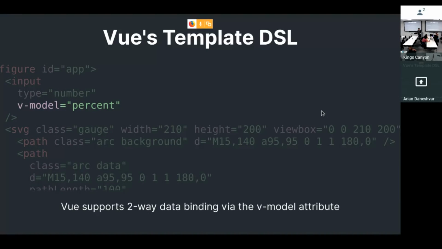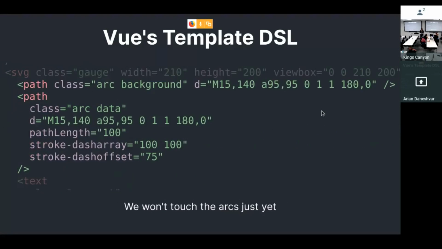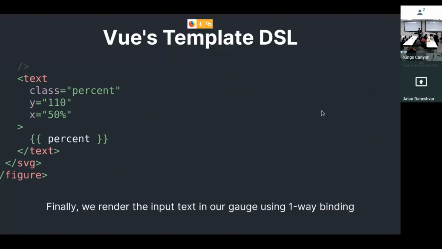If you're not familiar, a directive is just a special token that you put on a DOM element that lets Vue know that there's something it should be doing with this node. We're not going to touch the path arcs just yet. I just want to show you some basic data binding.